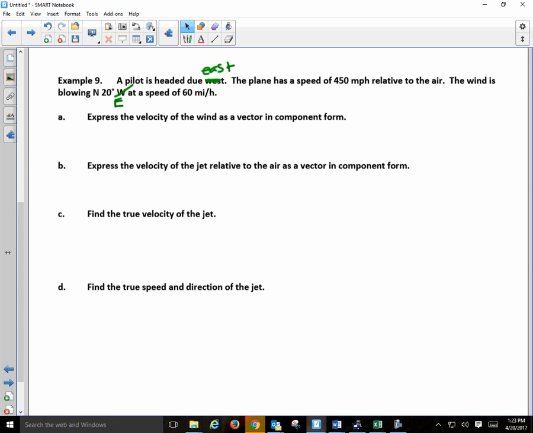So we want to be able to find the jet velocity in component form, the true velocity, and then the true speed. So here's what the problem's trying to get at. Sounds very challenging, but you're going to have to know this problem for your assignment, for your study guide, and for your test. I promise you. Can't be more transparent than that.